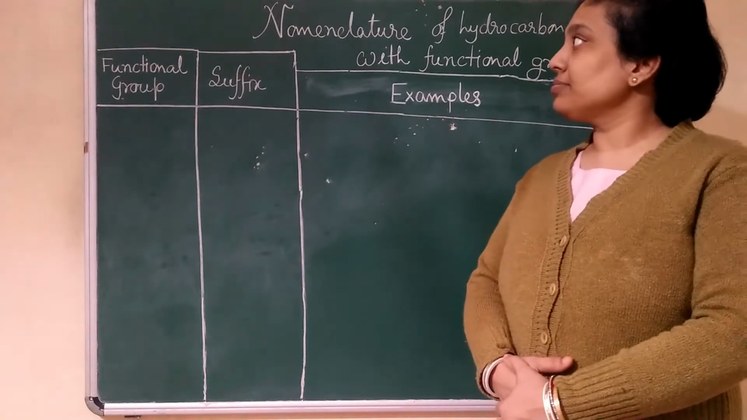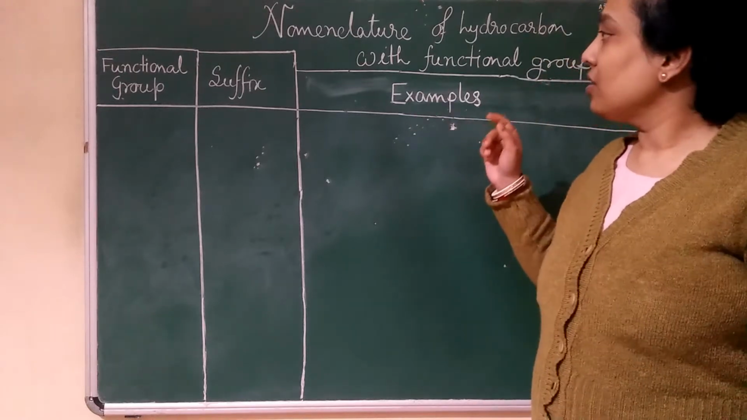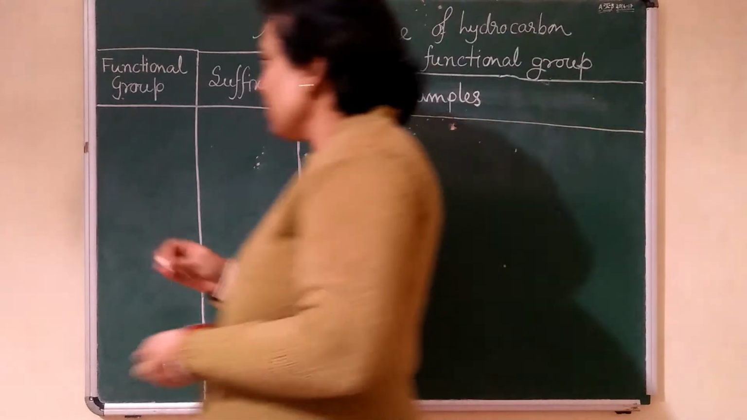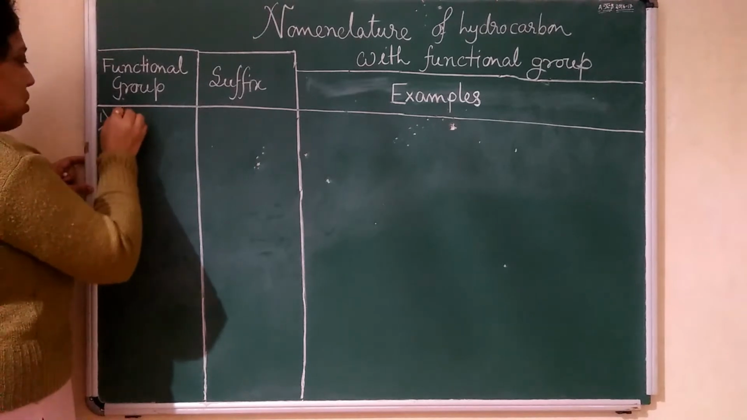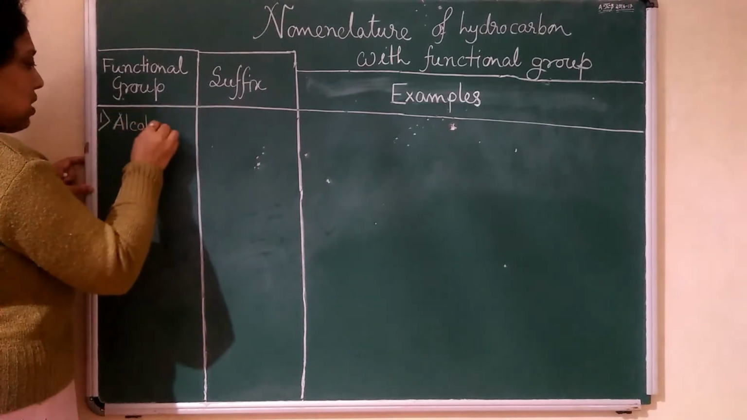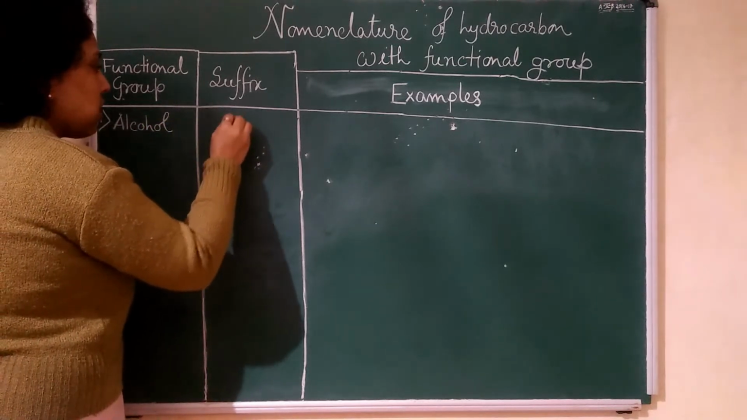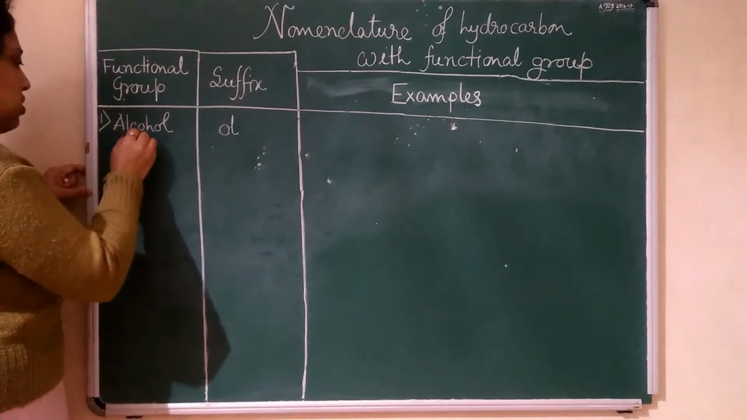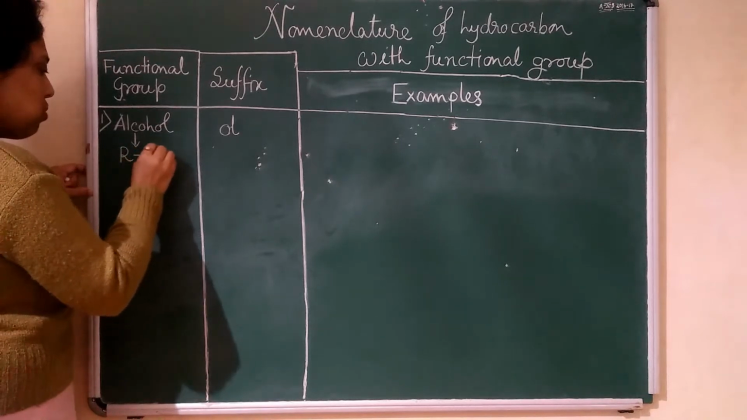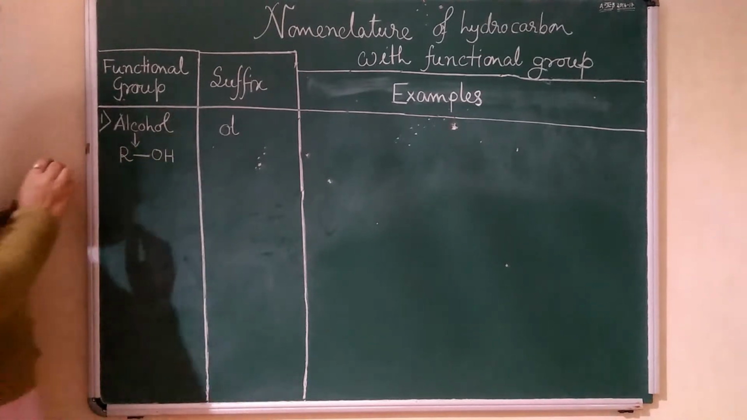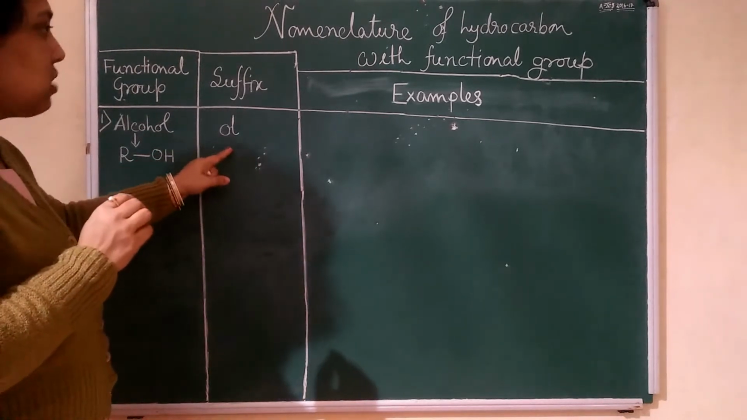Now today's topic, nomenclature of hydrocarbon with different functional groups. Okay, so let's start. The first functional group you have studied is alcohol. What is the suffix for the functional group of alcohol? The suffix is OL. How does it look? R is the carbon chain and OH is the functional group. If the suffix is OL, then how will we write the nomenclature?